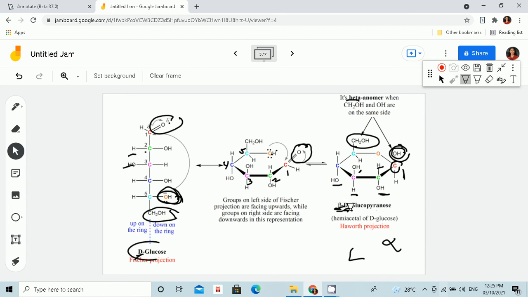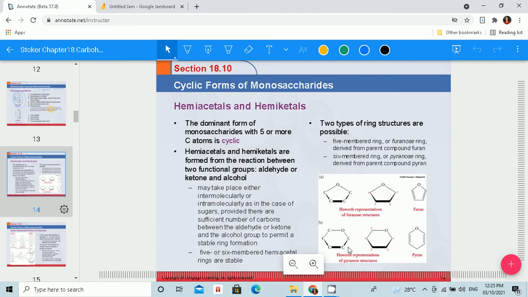And then this name is gluco. Okay, we have a new name, glucopyranose. We have pyranose because... Alright. Now, this one is our six-membered ring.